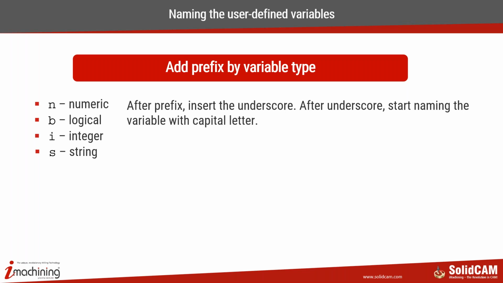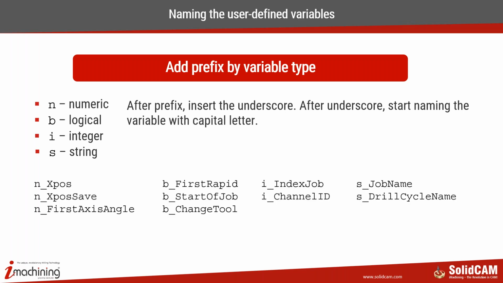Now, for the variables, we add a prefix to the variable name according to the variable type. For numeric it is n, for logical it is b because of Boolean, for integer it is i, and s is for string. Like you see, after the variable type, you put the underscore and then the variable name with a capital letter. So you see the examples.